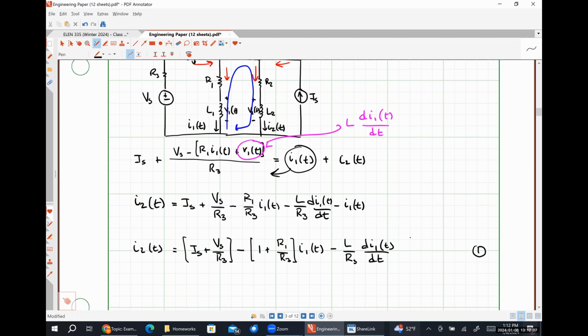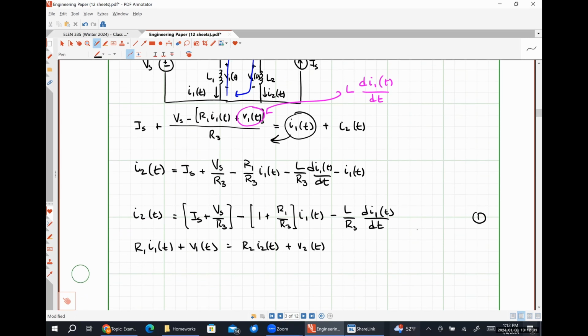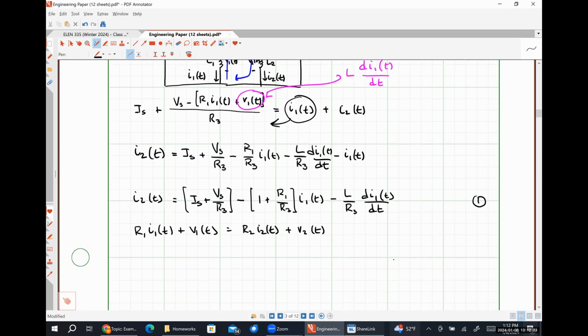So that's going to look like R1 I1 plus V1 is equal to R2 I2 plus V2. And so now I can substitute in for V1 and V2.